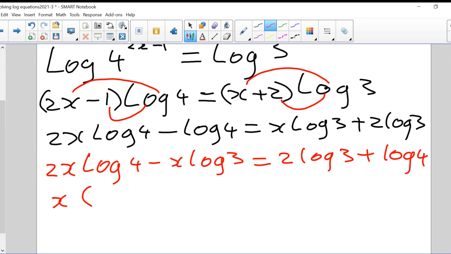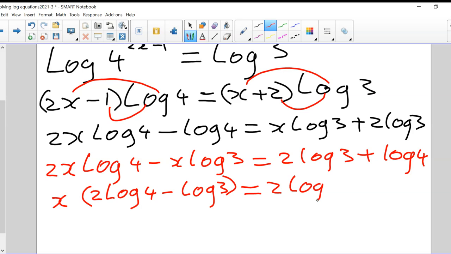So 2 log 4 minus log 3. Okay, good. So 2 log 4 minus log 3, and that's still equal to 2 log 3 plus log 4. I agree with all of that. I hope the next step is obvious now. I want that x on its own, and it's almost there. It's just x times something is equal to something else. Divide both sides, absolutely, by what you're multiplying the x by.